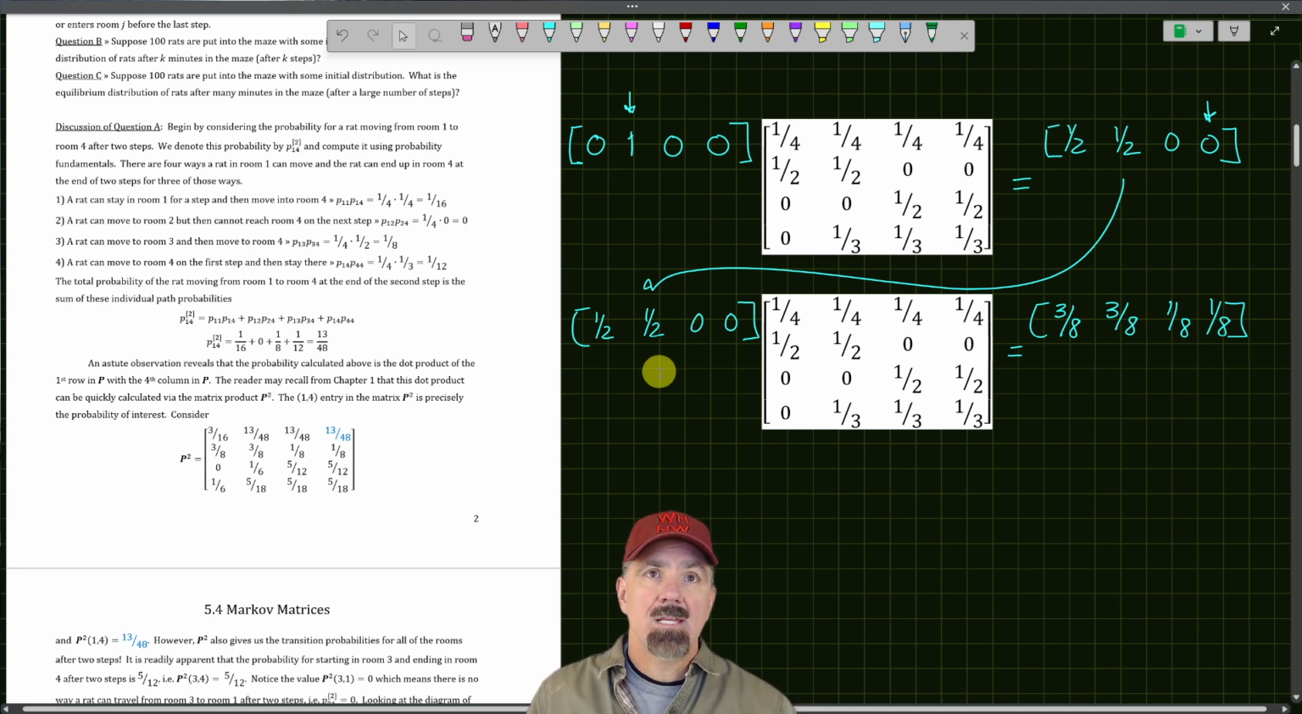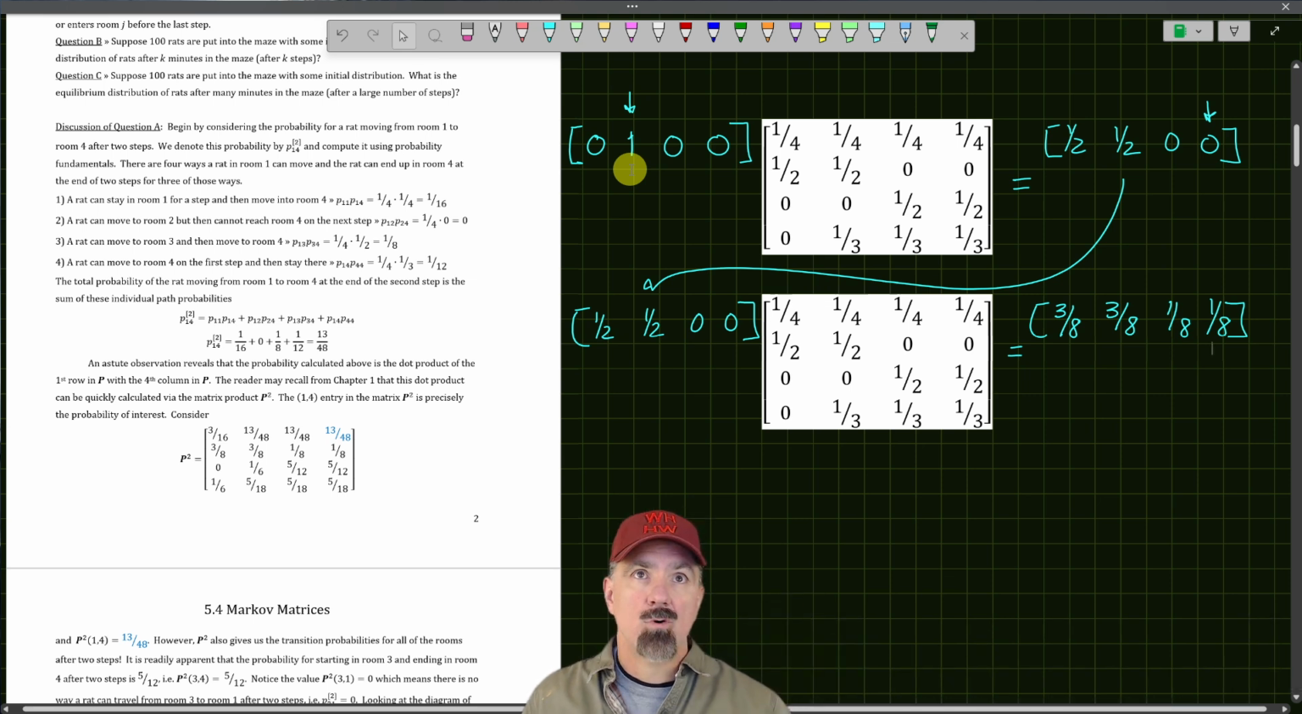This is the set of probabilities with this as our initial state. And so what we can see is that for the rat going from room 2 in 2 steps to room 4, the probability is 1 in 8. And I can read off all the rest of the probabilities. The probability of going from room 2 over to room 1 is 3 in 8. The probability of being back in room 2 after 2 steps is 3 in 8. The probability of being in room 3 after 2 steps is 1 in 8.